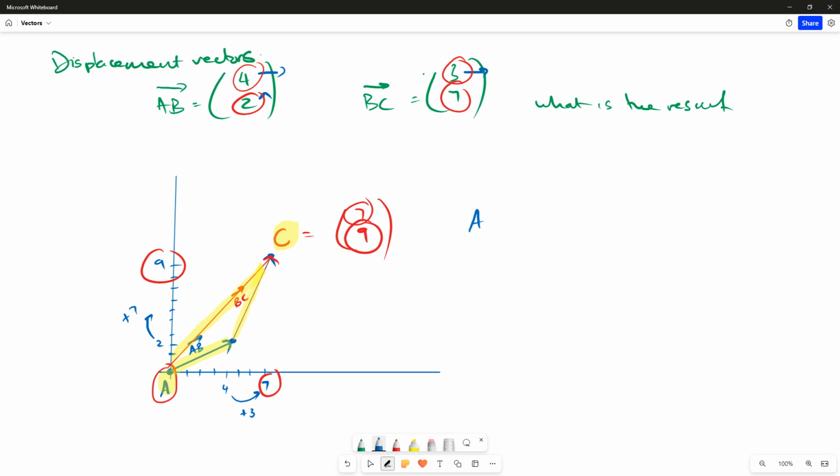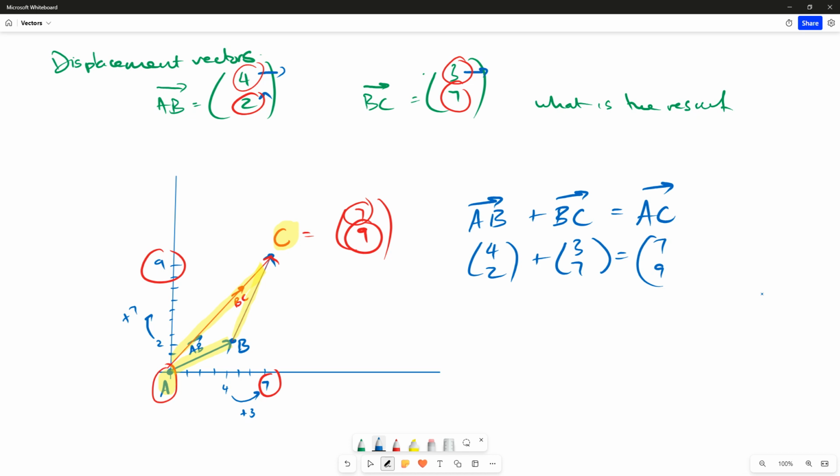So we can even write AB, because then this point will be B. AB plus vector BC equals the resultant vector AC. In other words, (4, 2) plus (3, 7) must equal (7, 9). And so we're combining displacements by adding and subtracting them.